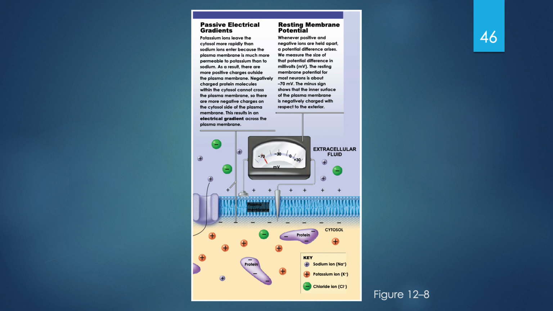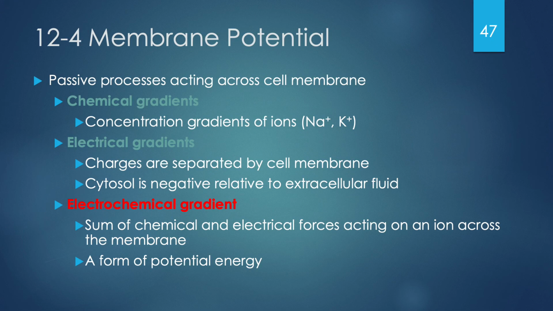That negative sign is showing us that the inside of the plasma membrane is negatively charged as compared to the exterior of the plasma membrane. So just to summarize, the chemical gradient is going to be the concentration gradients of ions, specifically usually sodium and potassium, whereas the electrical gradient is going to be charges that are separated by the cell membrane, so whether it's more positive or more negative. And in typical format, the cytosol is usually much more negative than the extracellular fluid.